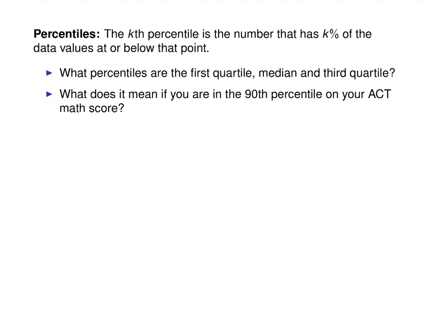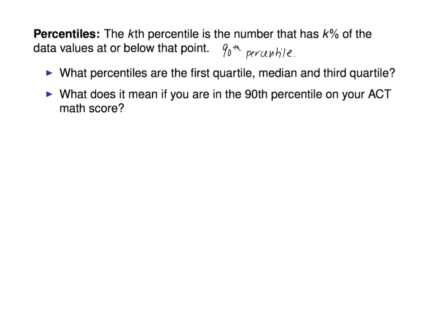So just a little bit of vocabulary. Have you guys heard of percentiles before? Like you took your ACT and it's like, you're in the 65th percentile. And you're like, what the heck does that mean? So here's what a percentile means. The kth percentile is the number that has k% of the data values below that point. So if I took my ACT and it says that I was in the 90th percentile, that means I scored at or above 90% of people.